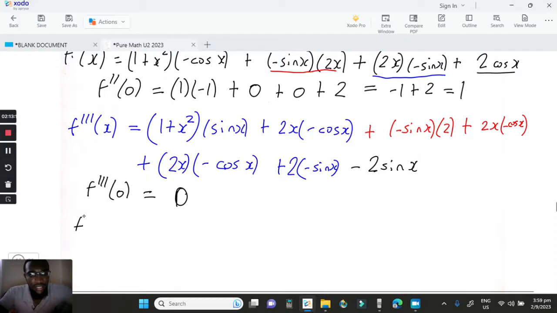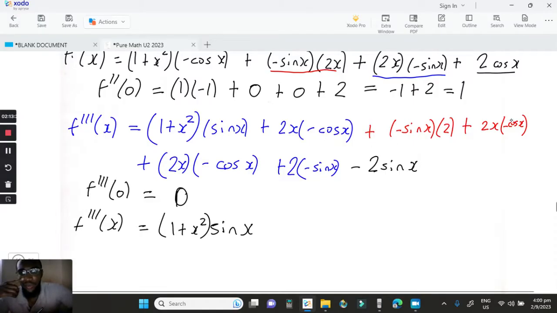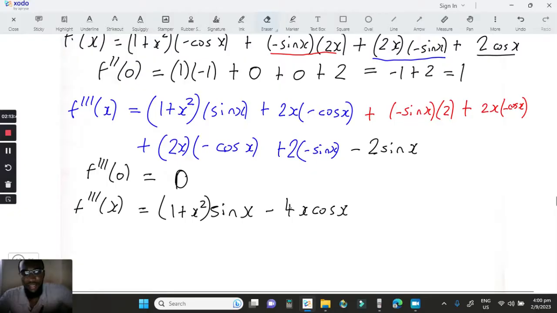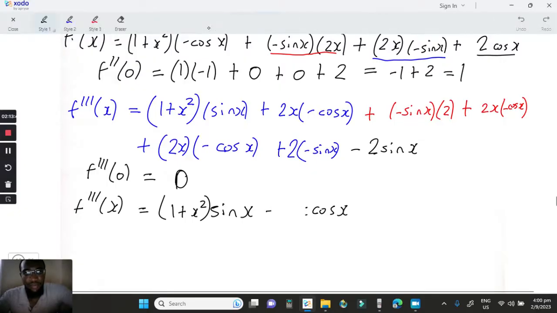So now, this is f prime prime prime of x. This expression is 1 plus x squared sine x. This 2x minus cos x, and this 2x minus cos x, I'm going to put it as minus 4x cos x. Is it 4? And then another 2x cos x, so really 6. I'm going to put it as minus 6x cos x. Then this is minus 2 sine x, and another minus 2 and minus 2 make it minus 4 sine x.